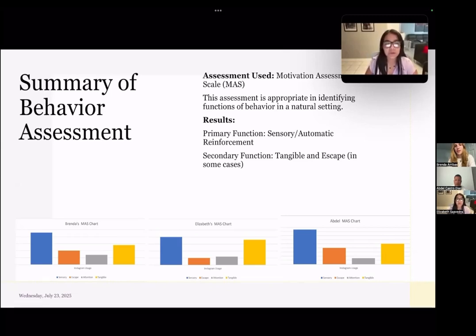Down below, you can see Brenda's results. She has sensory as the highest, and then she also has tangible and escape. For Elizabeth, sensory was the highest, as well as tangible, and lastly escape. And we have the same for Abdel.